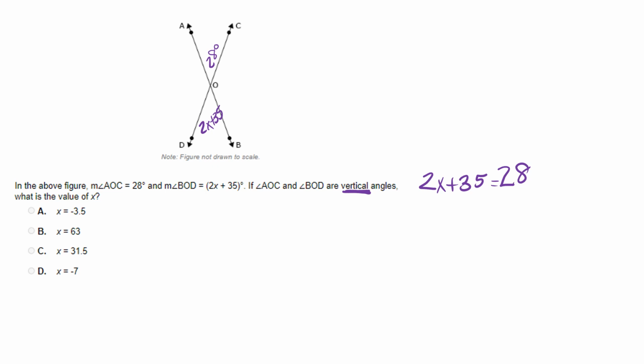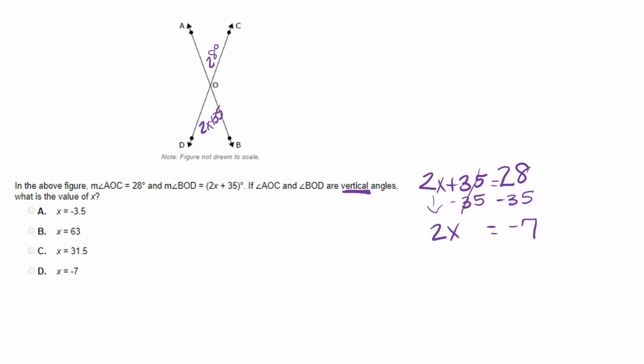So now I've got the plus 35. I need to undo that addition there by subtracting 35 from both sides. Remember, you want to keep both sides of your equal sign equivalent. 35 minus 35 gives you that zero pair, so they cancel out. 28 minus 35 is negative 7. Now I have 2x equals negative 7.